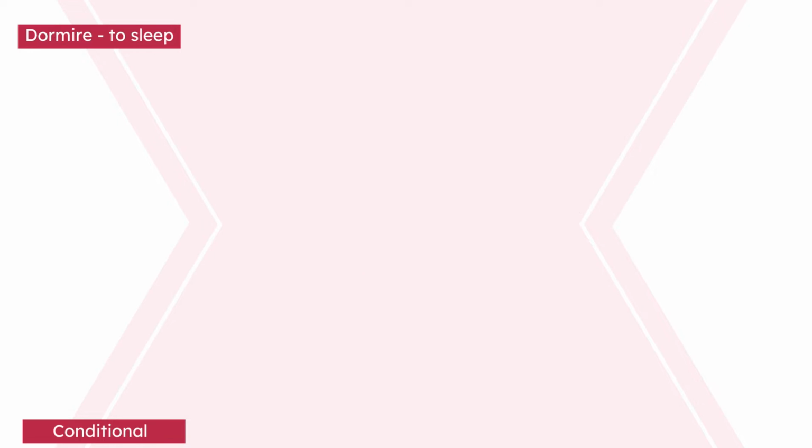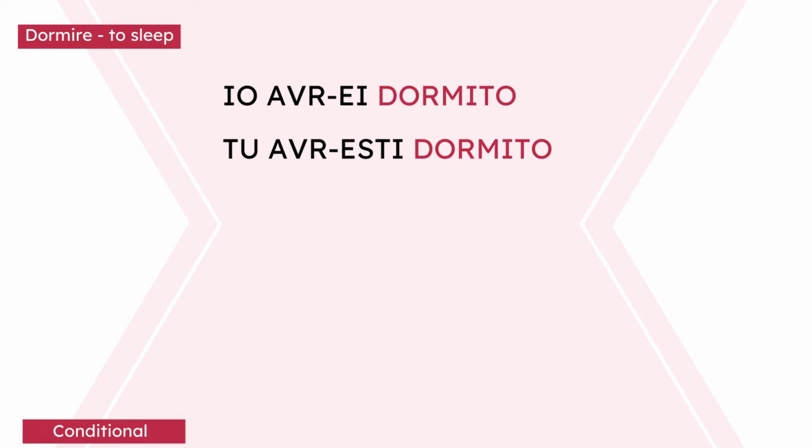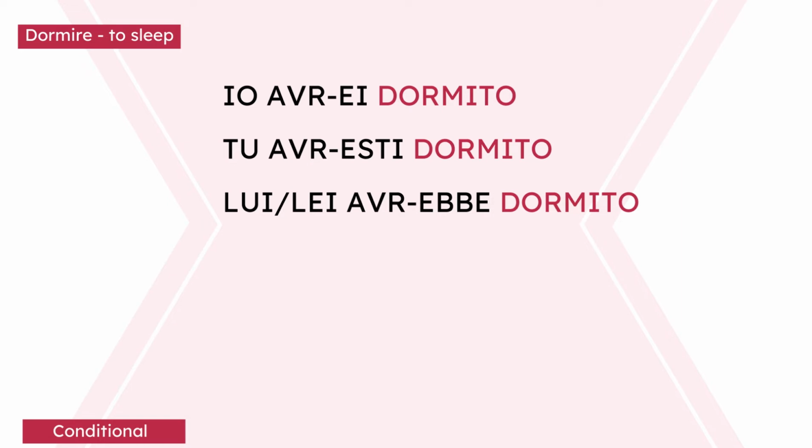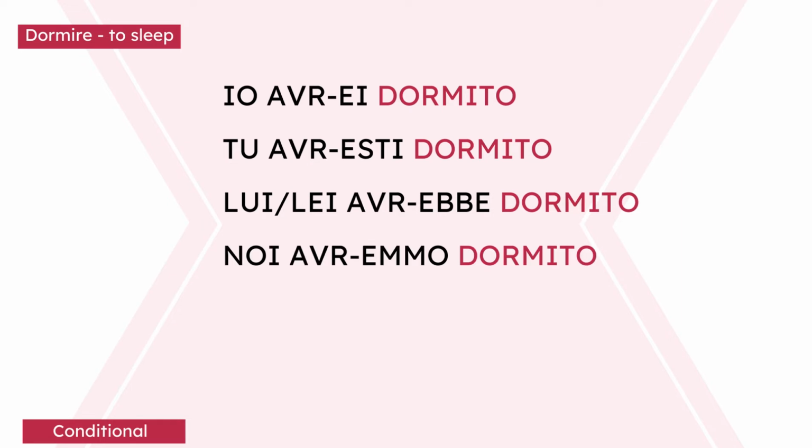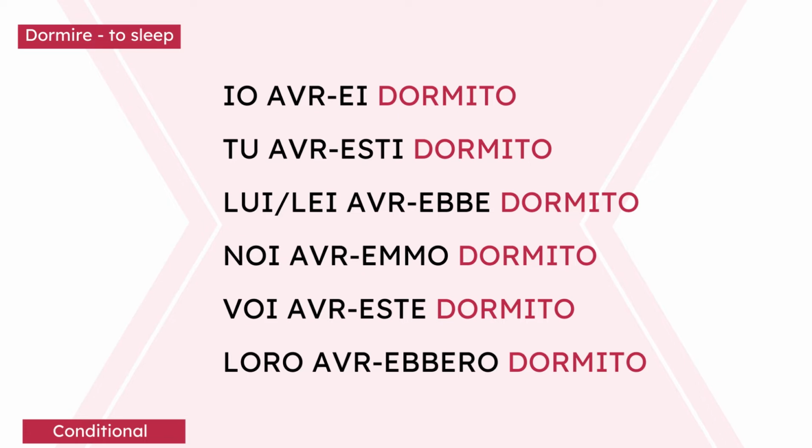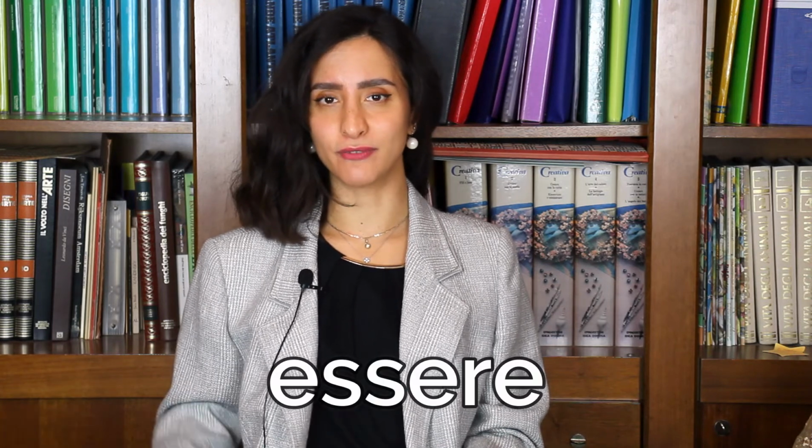Third conjugation, dormire, to sleep. Io avrei dormito, tu avresti dormito, lui, lei avrebbe dormito, noi avremmo dormito, voi avreste dormito, loro avrebbero dormito. And now let's see the conjugation of verbs that require essere as auxiliary verb.